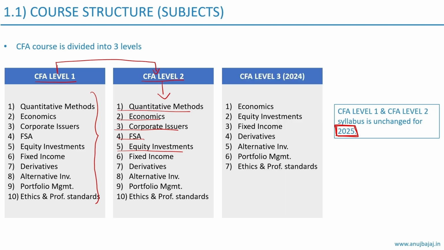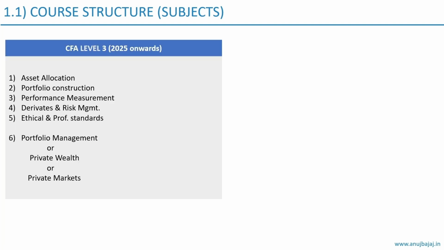And in CFA Level 3, we have these 7 subjects where portfolio management carries the most weight. It carries approximately 30 to 35% of the total weight. But we will have this structure, this syllabus, only until 2024. From 2025 onwards, we have a different structure in place. So this is the structure of CFA Level 3 from 2025 onwards.